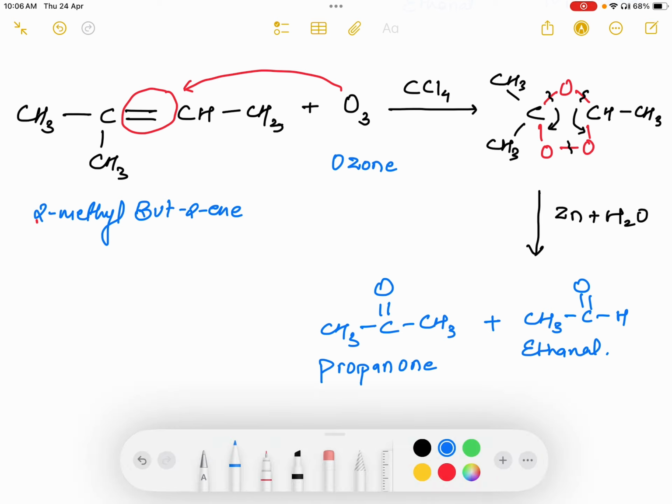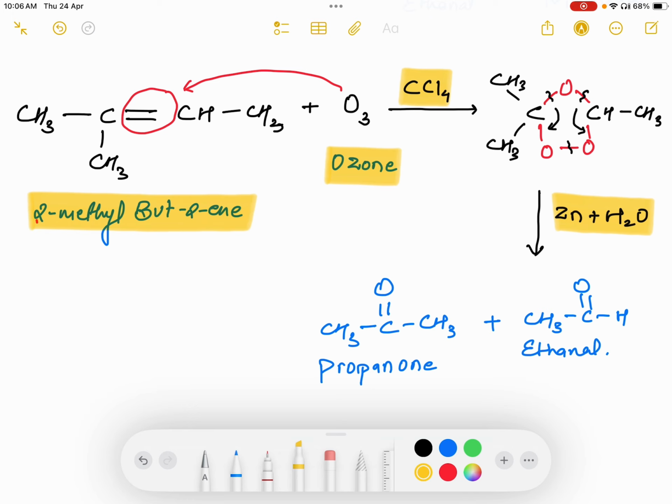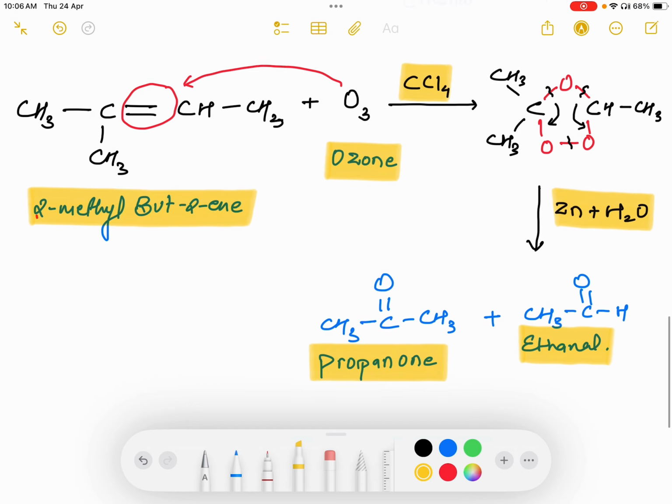So here in this reaction, you can visualize that when alkene is treated with ozone in the presence of carbon tetrachloride, it forms an intermediate which is further treated with zinc dust and water to form a ketone and an aldehyde. This reaction is known as the ozonolysis reaction. Here we have the formation of ketone, and here we have the formation of aldehyde. So by this method, basically we can prepare both aldehyde and ketone.